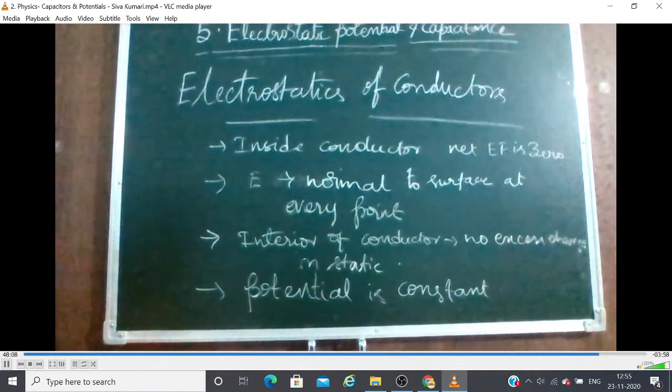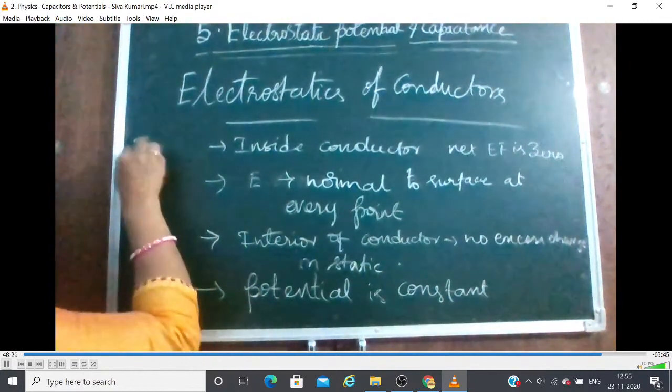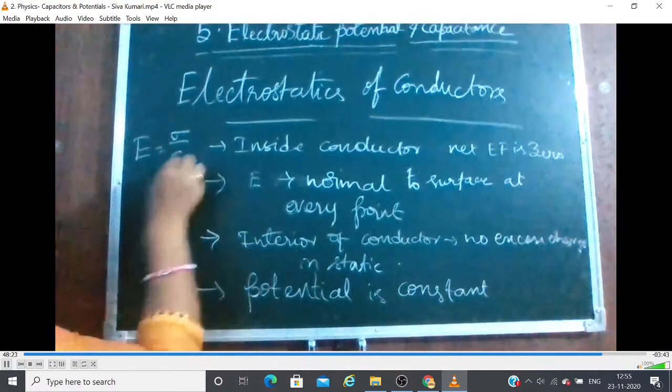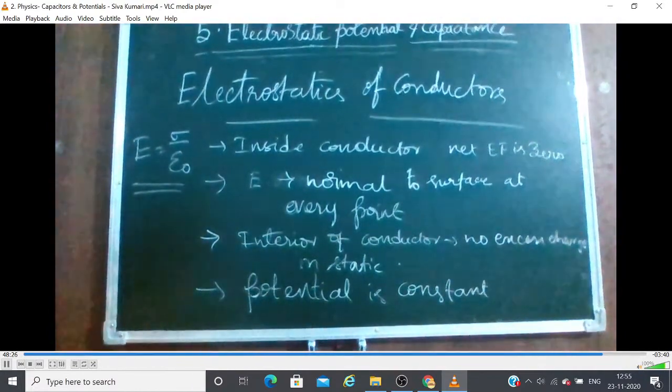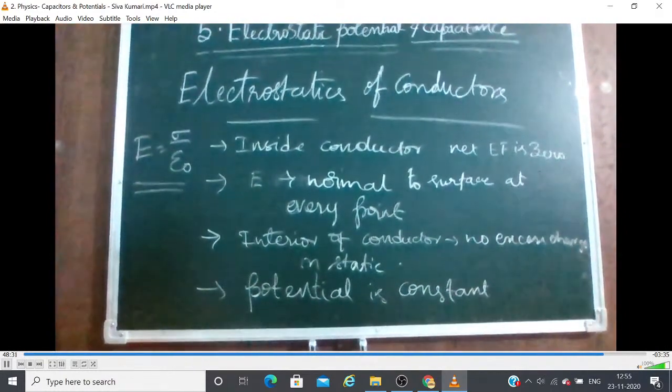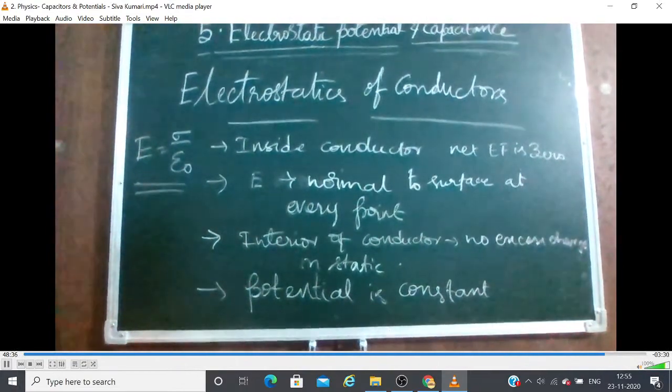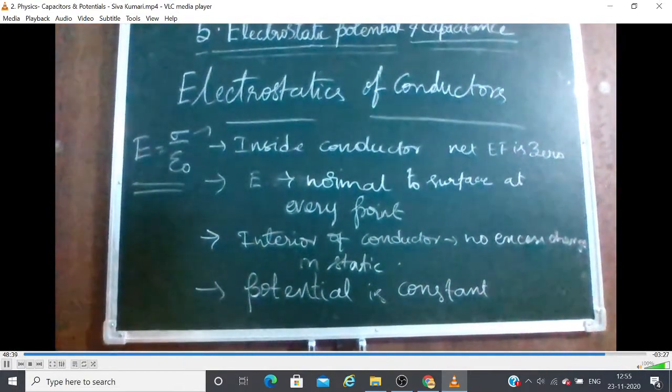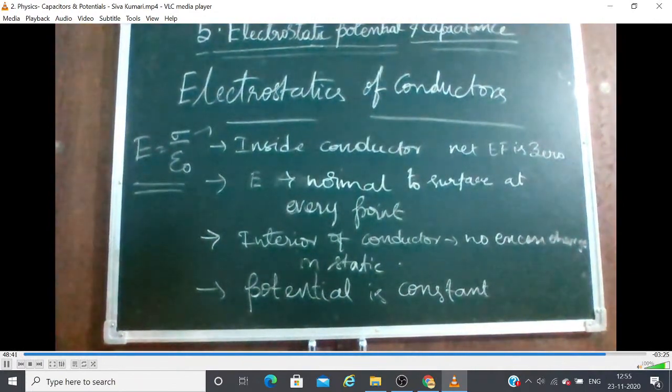And also we have another important formula for the electric field at the surface of the charged conductor. E is equal to sigma by epsilon naught. We have to use this formula in so many problems, and it is very important, from the topic electrostatics of conductors. Here sigma is the surface charge density and epsilon naught is the permittivity of that medium, or electric permittivity.